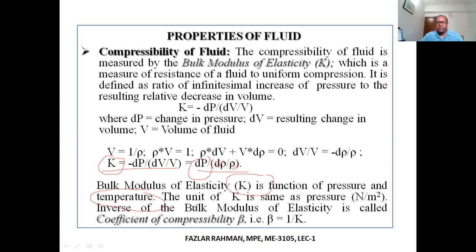Bulk modulus of elasticity is normally expressed by K. If you invert it, 1 by K, that is called the coefficient of compressibility. And sometimes it is expressed by the Greek letter beta.